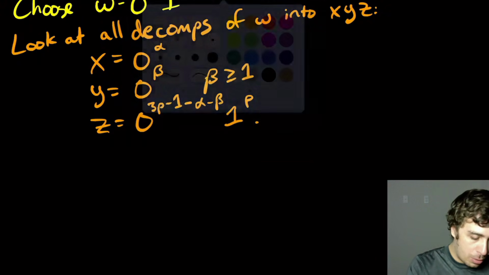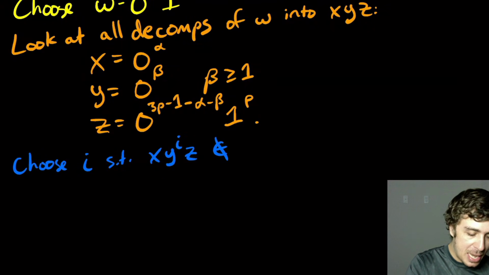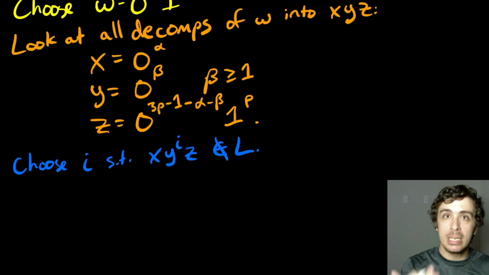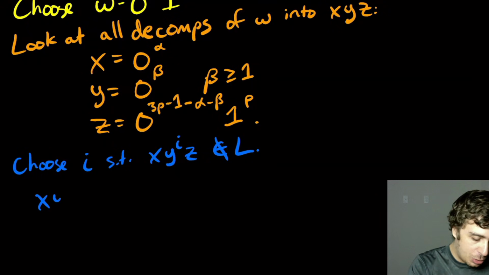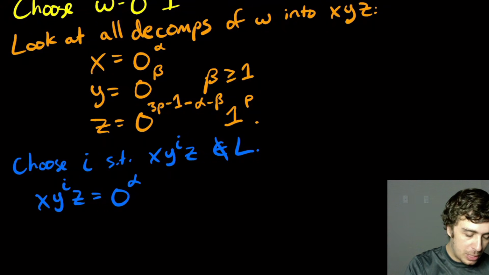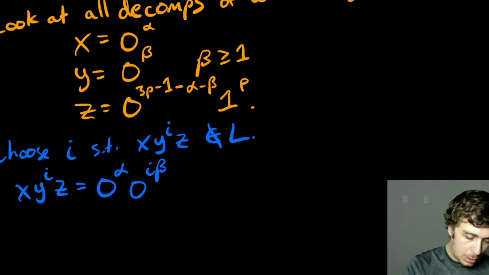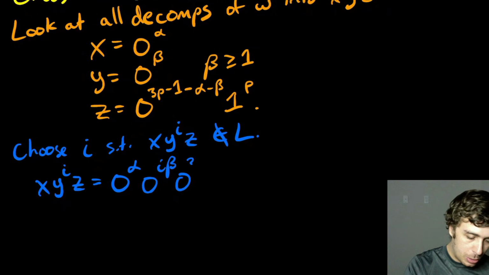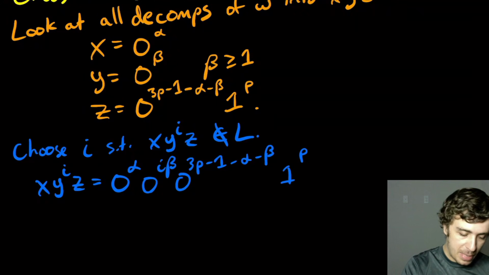So what we need to do now is to choose some value I, some number I, such that xy^I z is not in L, because we want to contradict the for all statement in the pumping lemma. So let's look at what xy^I z is. Let's just copy the pieces down. So we have 0 to the alpha, 0 to the I beta, because we have I copies of y, and then I'm just going to copy z down. So I'm going to do it again. 0 to the 3p minus 1 minus alpha minus beta, 1 to the p.